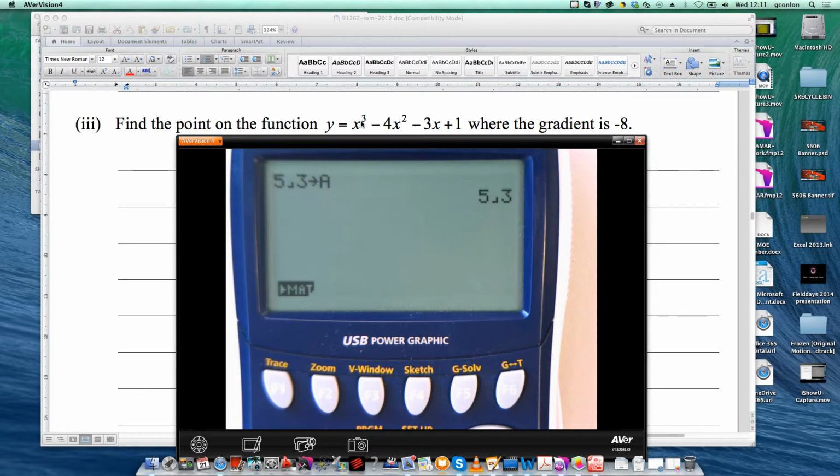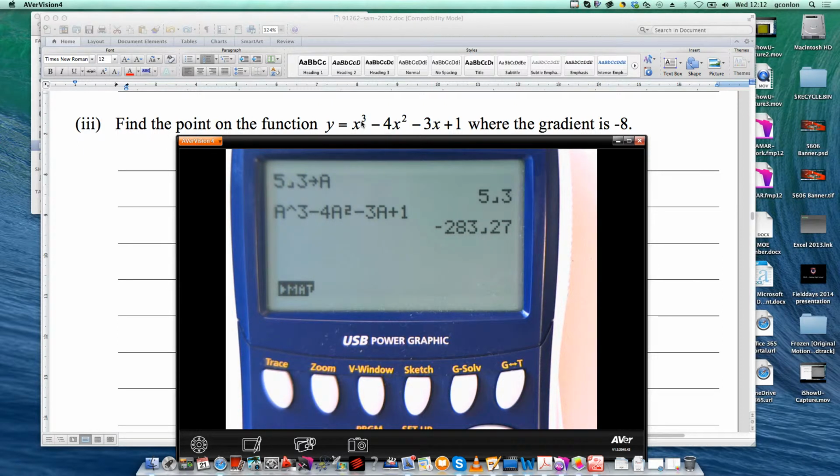Now it's much quicker for me to type in what's on my formula here. So I want x cubed, sorry, so a raised to the power of 3 minus 4a squared minus 3a plus 1. I thought I pressed the squared button. That's better. And I get 283/27.